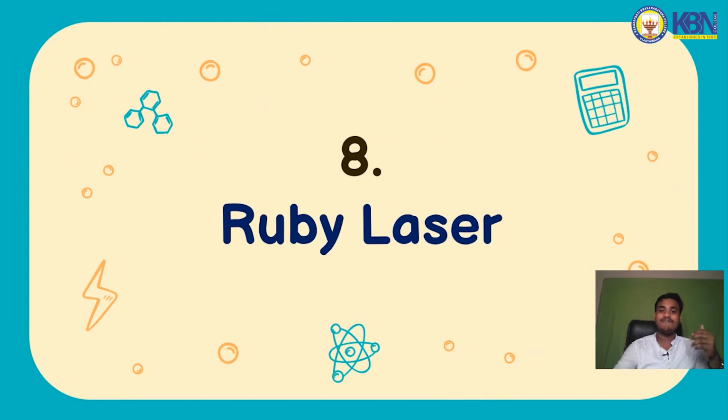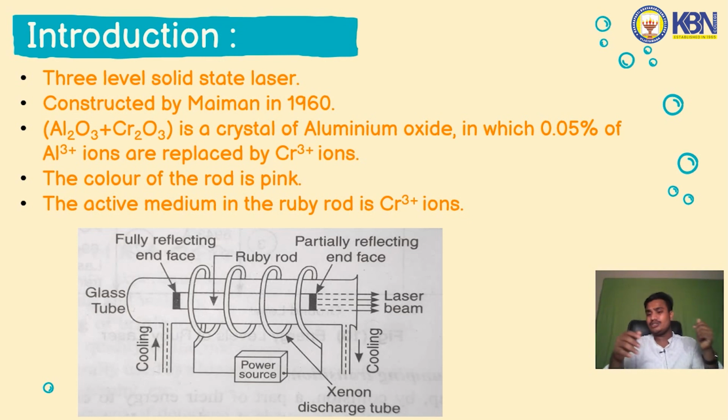Now coming to the first solid state laser, which was invented by Maiman in the year 1960, which is the Ruby laser. Coming to the introduction, the Ruby laser is a 3 energy level solid state laser. It consists of 3 energy levels and it was constructed by the scientist Maiman in the year 1960.